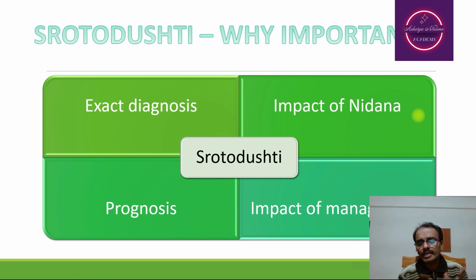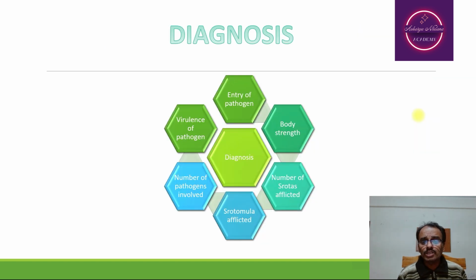So these are the 4 different areas where we can have a better understanding. Now, first thing about the diagnosis. Why? So this particular Srotas is helpful in the diagnosis aspect. That means, first of all, regarding the body strength. Whenever you think about the Srotas as such, it will be the impact of this particular Srotodushti. So that will be multifactorial. So first of all, body strength.